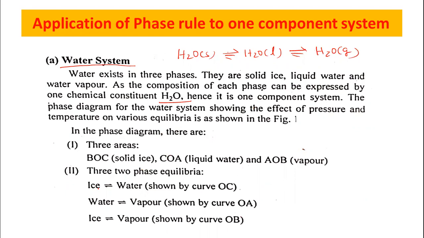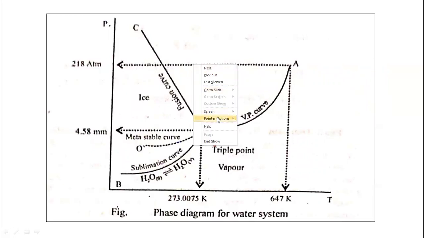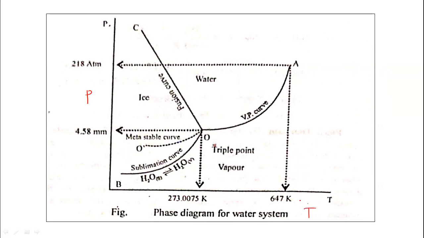So it becomes very interesting to study the water system. Now I would like to show the phase diagram of the water system here. This is a graph of pressure versus temperature. On the y-axis there is pressure P, and on the x-axis temperature T. And this is the phase diagram of the water system.